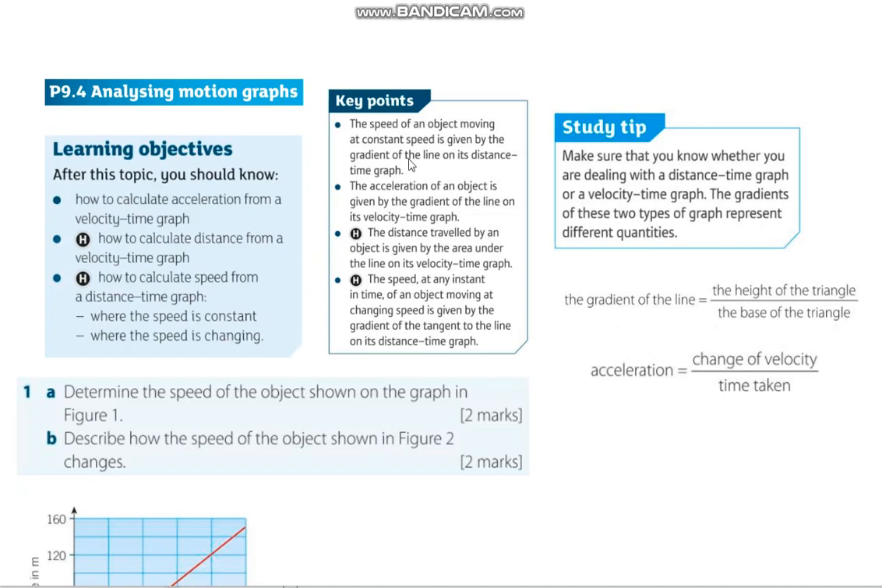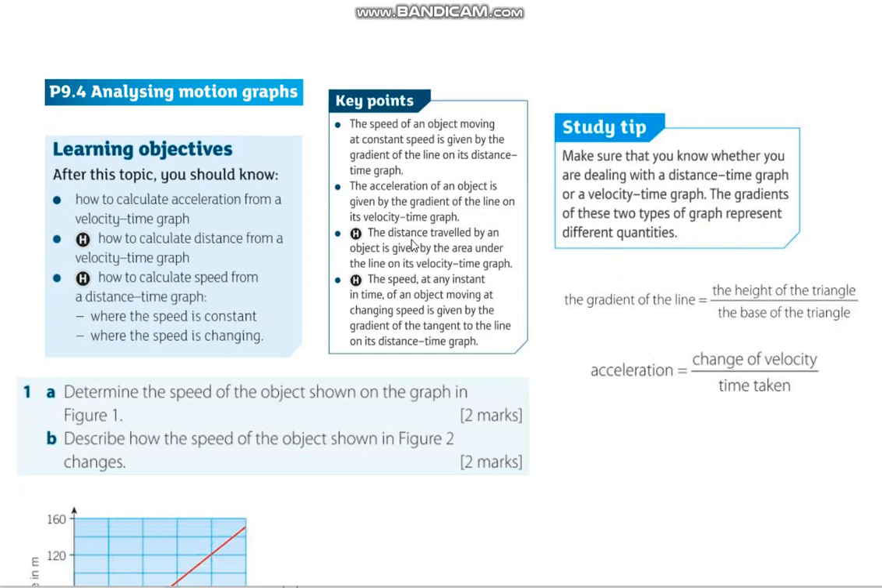The speed of an object moving at constant speed is given by the gradient of the line on its distance time graph. So the steeper the gradient or slope of the line, the faster the object is going. That's on a distance time graph. The acceleration of an object is given by the gradient of the line on its velocity time graph. So the study tip over here, make sure that you know whether you are dealing with a distance time graph or a velocity time graph. The gradients of these two types of graph represent different quantities.